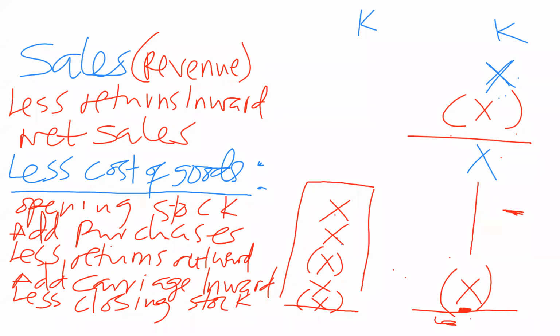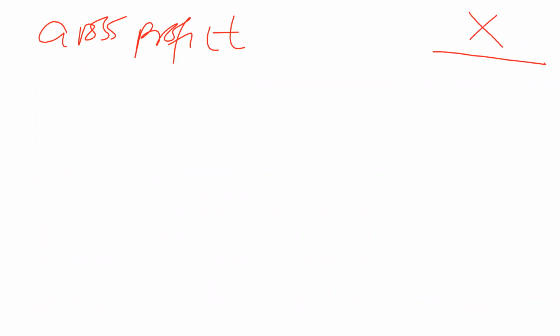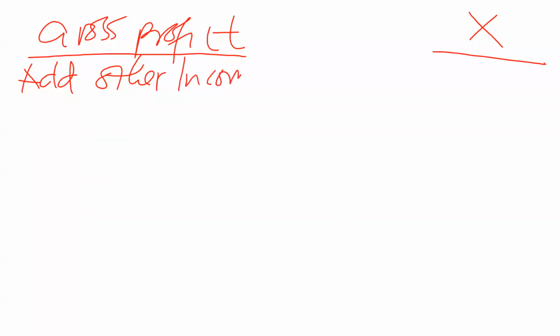Okay, great. So what we have down now is the gross profit. We have ended with the gross profit here. Now that we have the gross profit, to the gross profit you will add other incomes. This is the format of the statement of profit and loss. Add the other incomes.